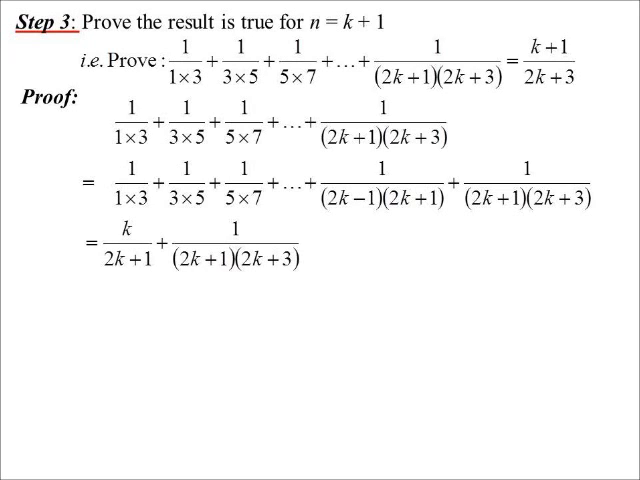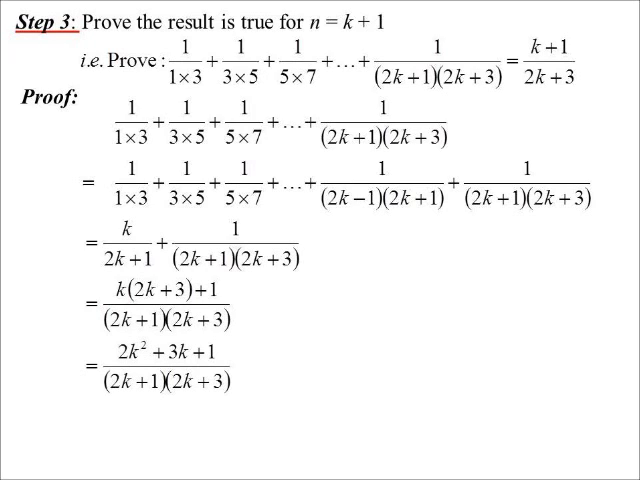We want to end up with k plus 1 on 2k plus 3. Well, the final answer is a single fraction, and we've got the sum of two fractions. So I guess the logical thing to do is treat it like an algebraic fraction question. Let's add these together. So the common denominator will be 2k plus 1, 2k plus 3. And on the top, I'll have k times 2k plus 3, plus 1. All right, expand the top out. 2k squared plus 3k plus 1.